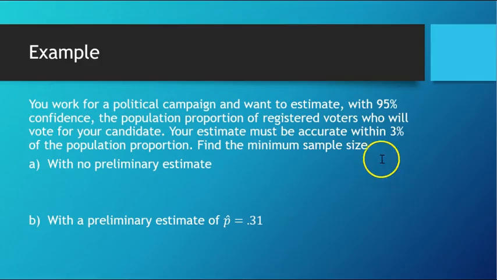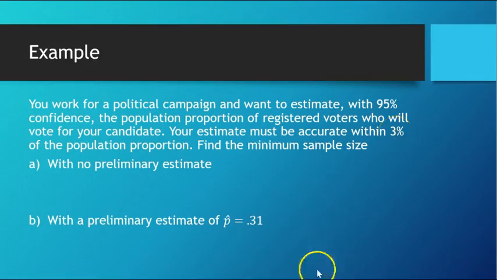We want to estimate with 95% confidence the population proportion of registered voters who will vote for your candidate. Your estimate must be accurate within 3% of the population. So that 3%, that's my margin of error. Any percentages we're going to put in as decimals. So that means my margin of error is 0.03.